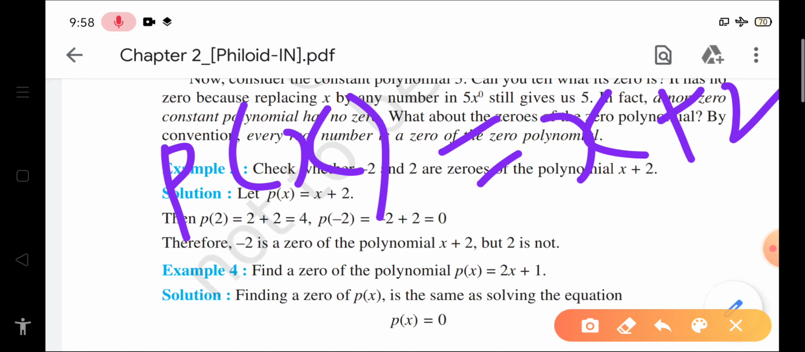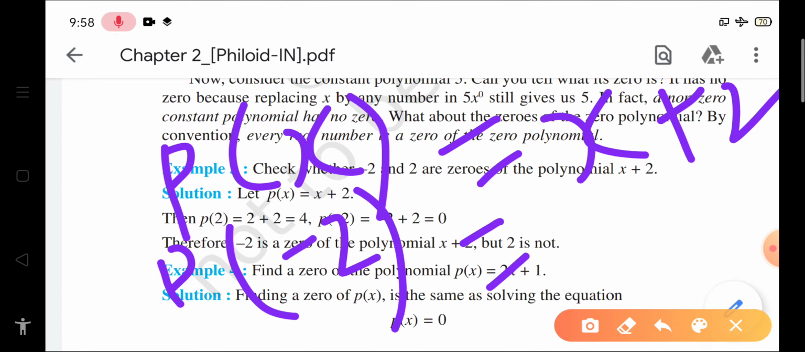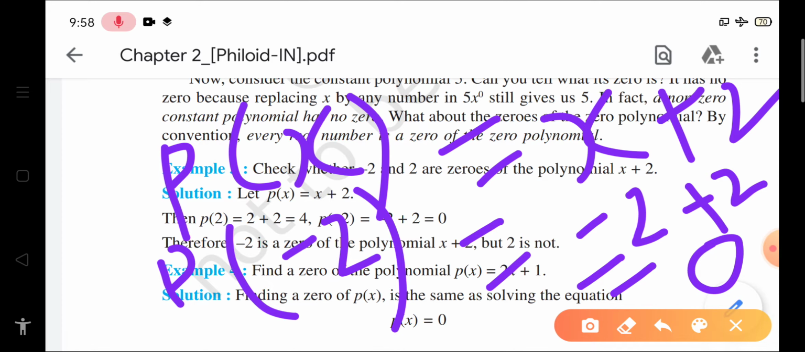You have to check whether -2 and 2 are the zeros of the polynomial. Is -2 a zero of the polynomial or not? So you will write down p(-2). You have to check, so -2, then you will write down -2 plus 2, and again it is 0. So you will write down that -2 is the zero of the polynomial.